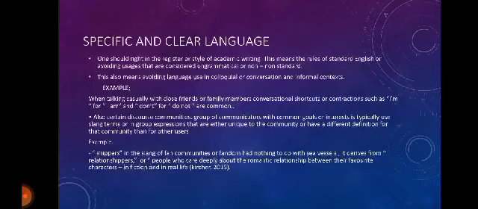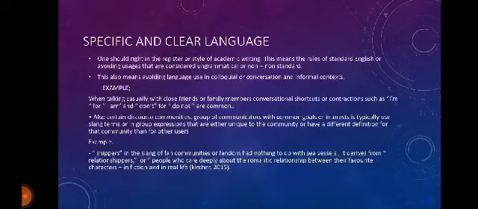Specific and clear language. One should write in the register or style of academic writing. This means following the rules of standard English, or avoiding usage that is considered ungrammatical or non-standard. This also means avoiding language that is colloquial or conversational, used in informal contexts. For example, when talking casually with close friends or family members, conversational shortcuts or constructions such as I'm for I am, and don't for do not are common.